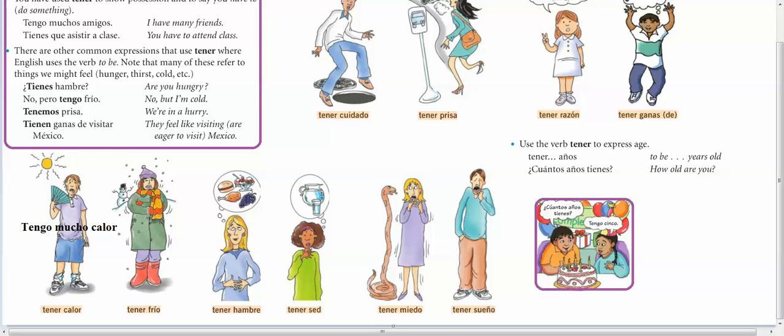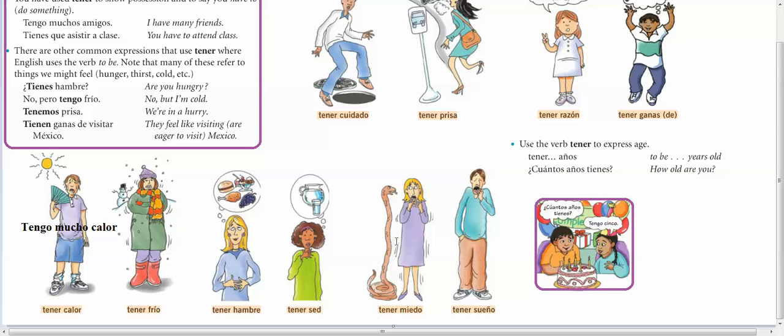Okay. Tengo frío would be saying that I am cold. Tengo hambre, ella está pensando en comida, so ella tiene hambre, she's hungry. Tener sed, ella está pensando en agua, entonces ella is thirsty. Tener sed is to be thirsty.